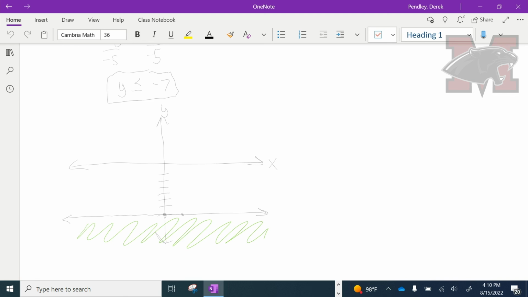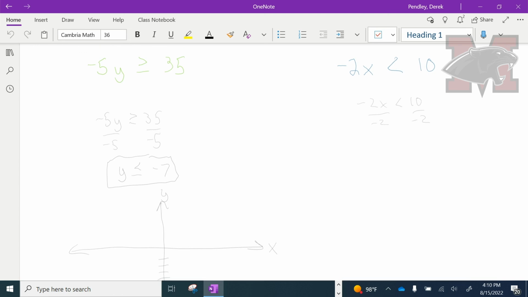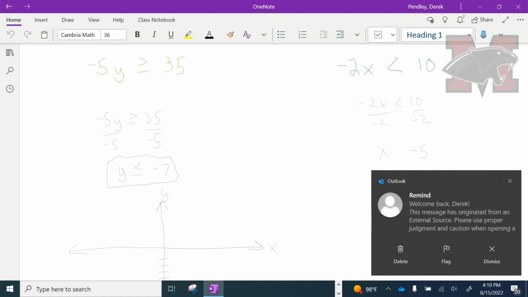All right, let's do this other one. Actually, we need to solve for it first. So negative 2x is less than 10. Divide by negative 2. I'm dividing by a negative, so I need to switch the sign here. So x is less than negative 5. Nope, x is greater than negative 5. I said you need to switch it, and I didn't switch it. x is greater than negative 5.